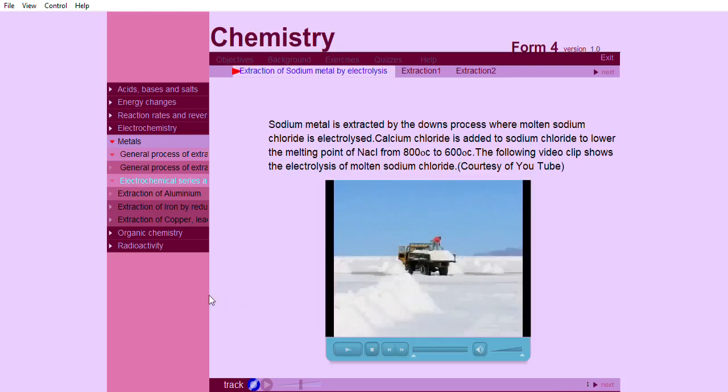Sodium metal is extracted by the Downs process, where molten sodium chloride is electrolyzed. Calcium chloride is added to sodium chloride to lower the melting point of sodium chloride from 800 degrees Celsius to 600 degrees Celsius.